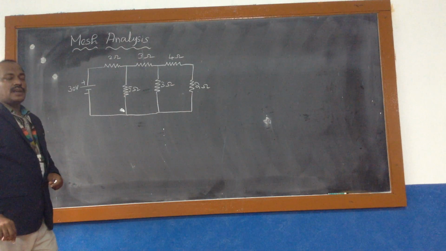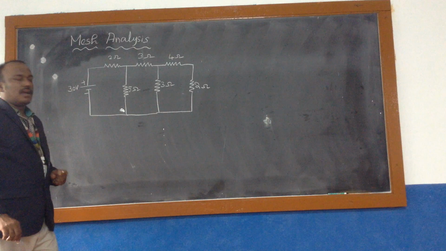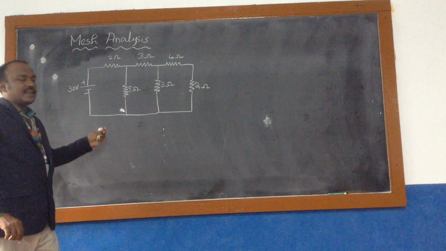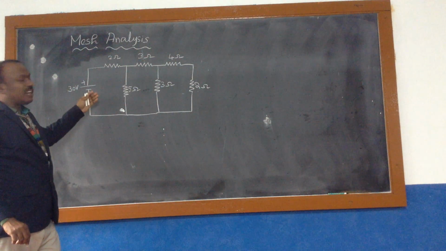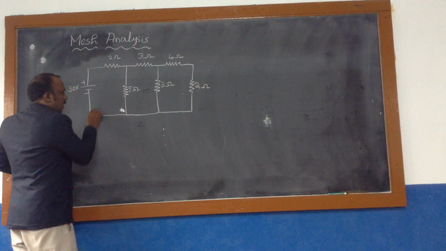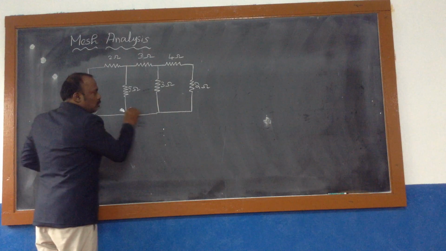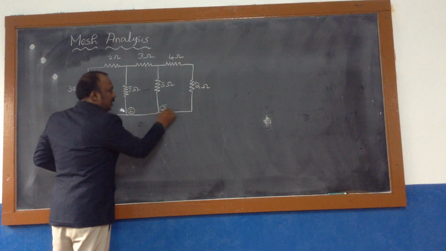As per the procedure, first we need to find out how many loops are there. By seeing this diagram, we can say 3 loops. This is loop number 1, this is loop number 2, and this is loop number 3.